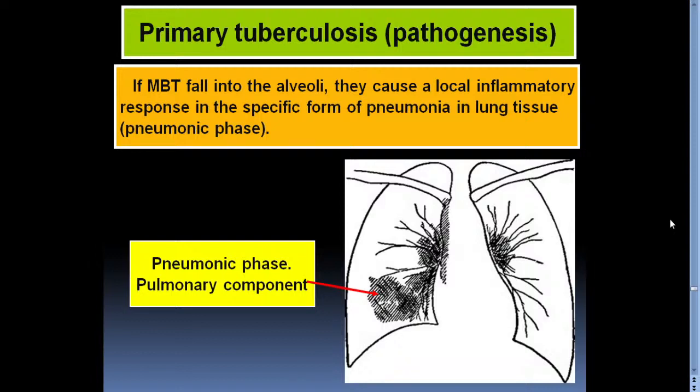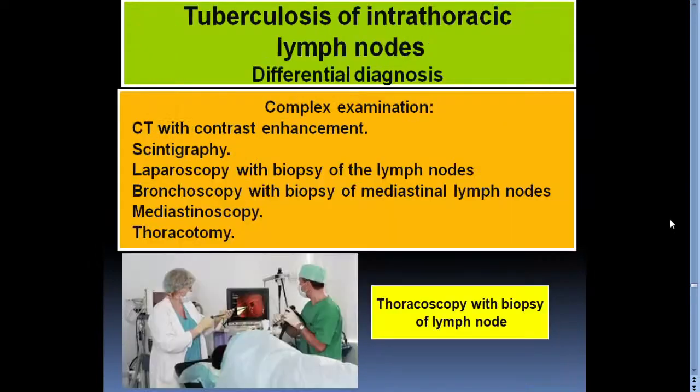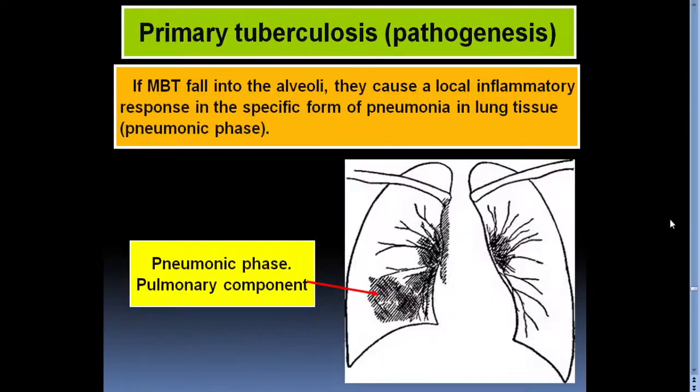Next form of primary tuberculosis is named primary tuberculosis complex. If Mycobacterium tuberculosis falls into the alveoli, it causes a local inflammatory response, a specific form of pneumonia in lung tissue, the pneumonic phase. On this scheme, you can see the pneumonic phase of primary TB complex, the pulmonary component. It looks like pneumonia. Therefore, it is named the pneumonic phase.